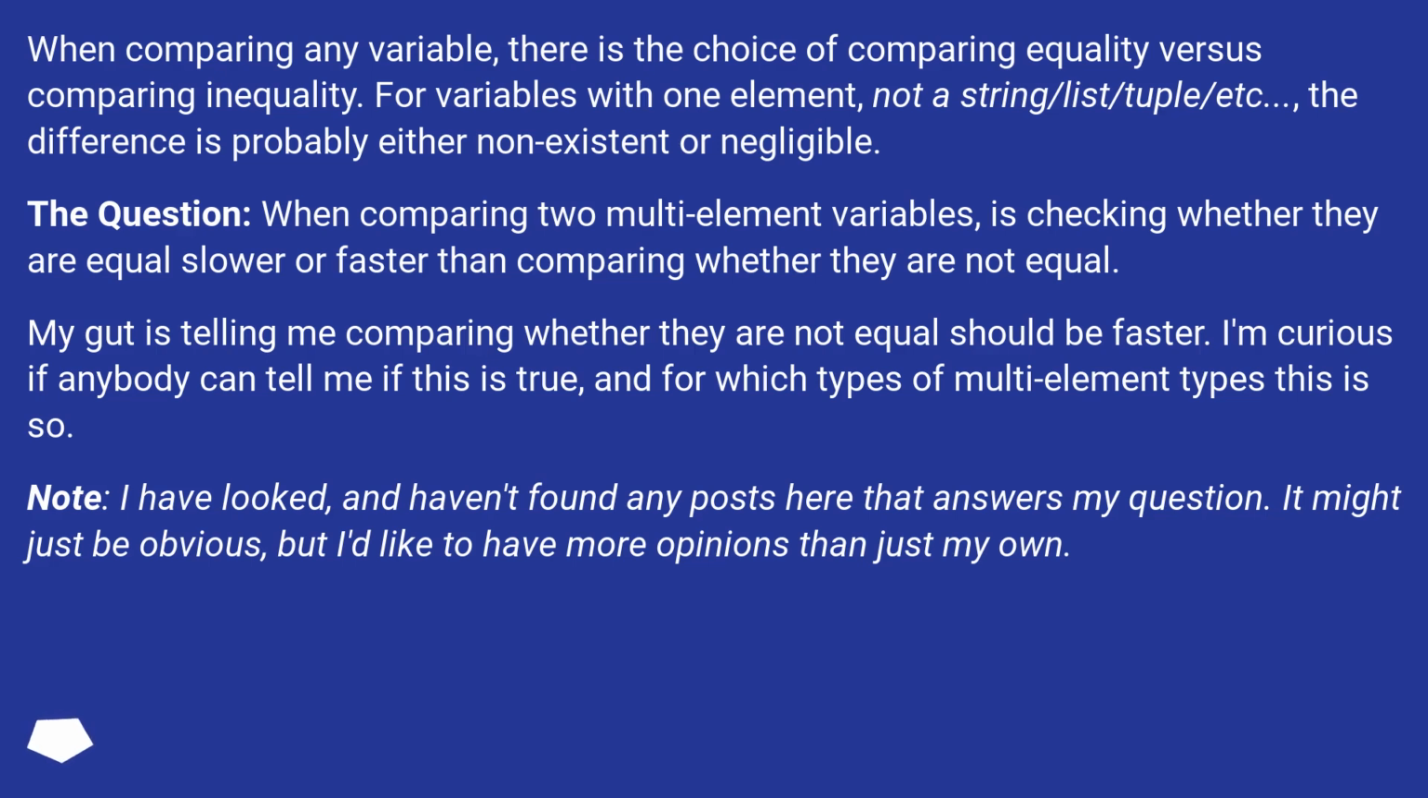My gut is telling me comparing whether they are not equal should be faster. I'm curious if anybody can tell me if this is true, and for which types of multi-element types this is so. Note, I have looked, and haven't found any post here that answers my question. It might just be obvious, but I'd like to have more opinions than just my own.